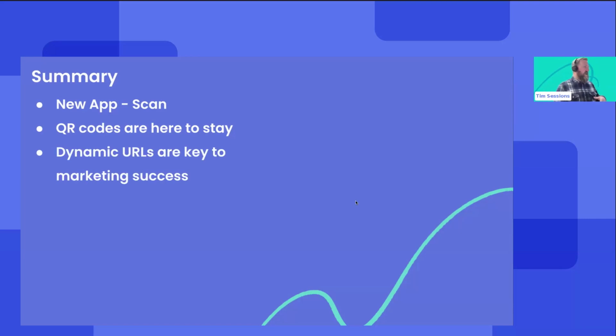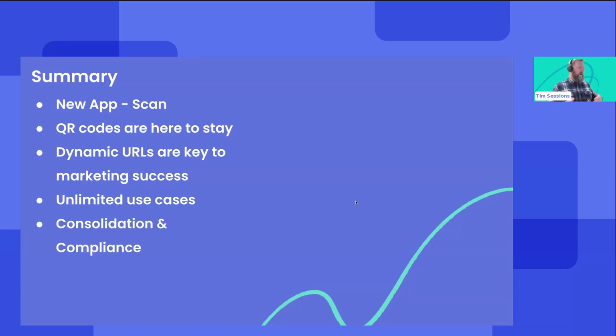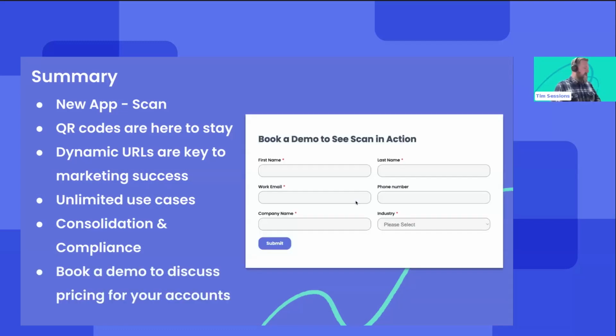They're here to stay. Dynamic URLs, this is something that I believe they are key to marketing success. Being able to drive traffic, dictate traffic off of one single entry point is huge. There are unlimited use cases, like I said. And consolidation of your tech stack and compliance, these are very important features that even we within Audience are looking to do with some of the services that we subscribe to as well. So we want to provide those opportunities to you, our valuable customers.